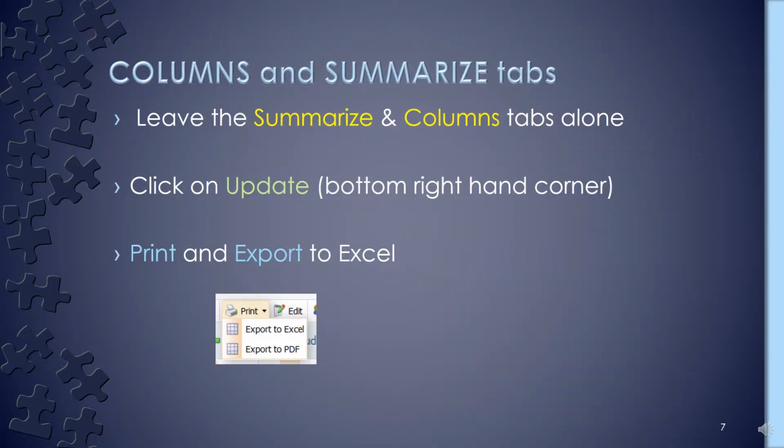You do not need to do anything with the columns and summarize tabs. Click on Update, which is on the bottom right-hand corner of your screen, and after your report appears, choose Print, which is on the upper left-hand corner of your screen, and then Export to Excel.